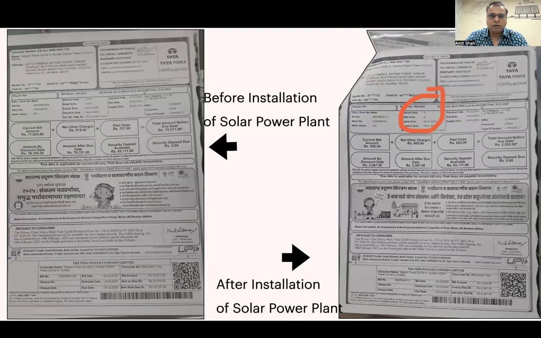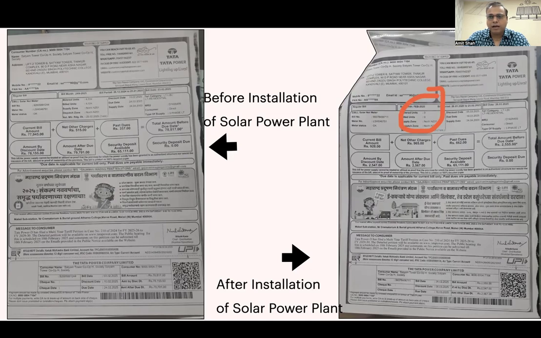We have installed a solar power plant at one of the societies in Kandivali East. As you can see, the electricity bill before solar power plant installation shows the total amount before due date is 78,000. Once we installed this solar power plant, as you can see on your right hand side, the total amount before due date is just 2,555 rupees.